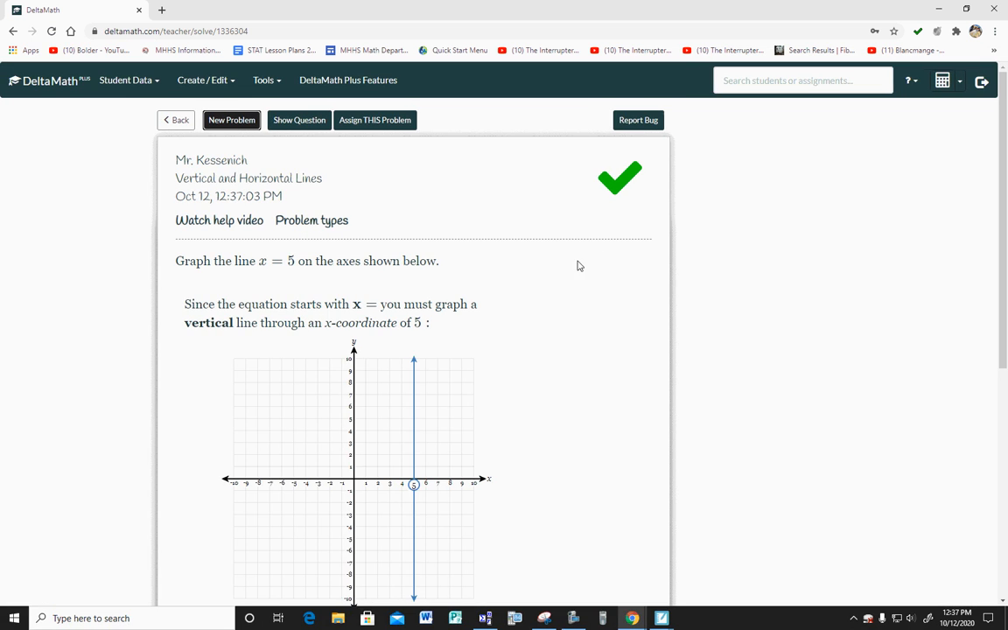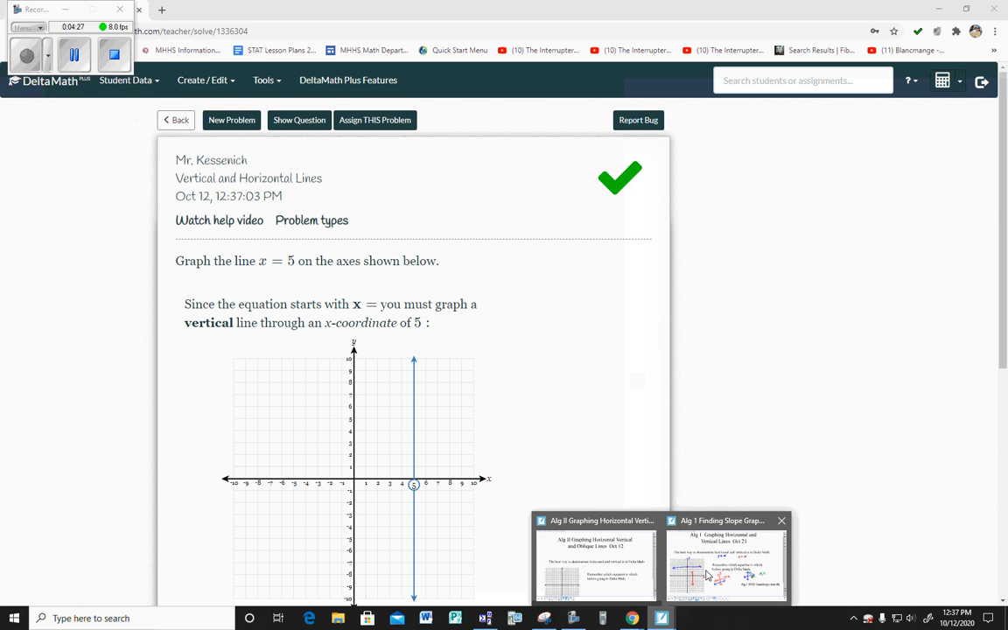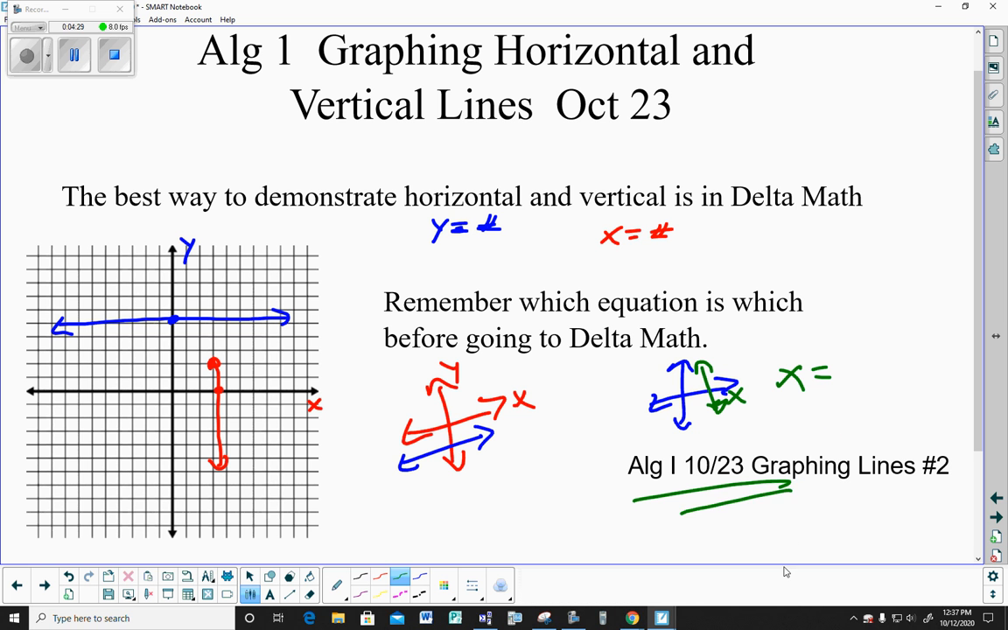Okay, so those are all the types that you guys would have. You have to either say the equation or they give you the equation. Okay, all right, I think that's it. Well, hold on. This is what the homework assignment is.